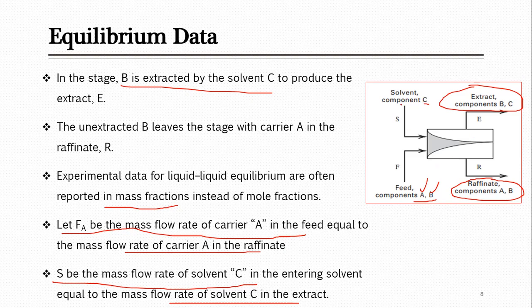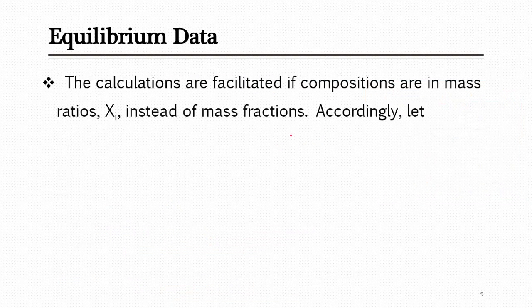So from here you can see that their flow rates remain constant, but at the same time here B, which is our solute which has entered with the feed, is distributed between the extract and raffinate phases. So if we look for the equation of its distribution or its flow rate in extract and raffinate, it is distributed, so we have to calculate that. So calculations are facilitated if compositions are represented in the mass ratios X capital instead of mass fraction x.